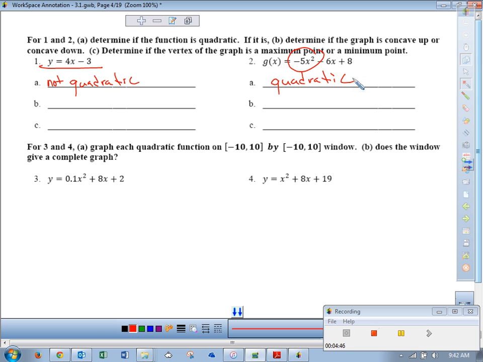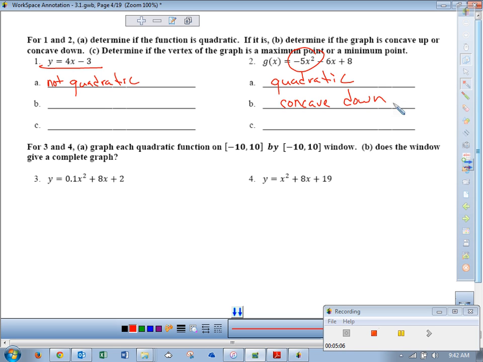So far, so good. Part B, determine if it's concave up or concave down. Open up or open down, you look at the a value. What is my a value? -5, so open up or open down? We'll put concave down. Then they want to know, will that graph have a minimum or a maximum?